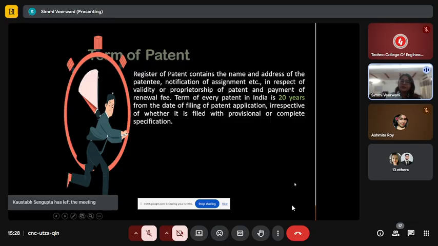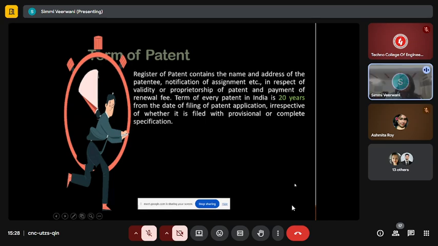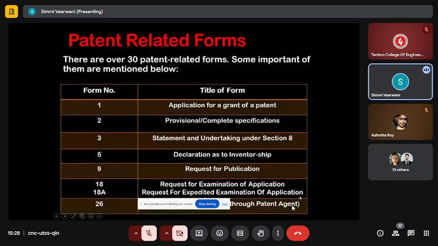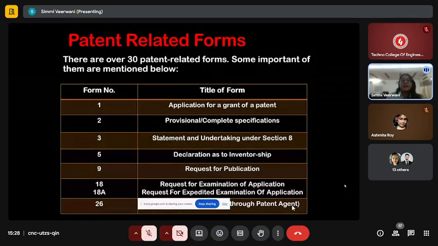Once the patent is granted, you will get protection for 20 years. Some patent-related forms that are necessary: Form 1 is the application for the grant of patent. It specifies the name of all the applicants, inventors, the title of the application, and all the necessary documents that go with the application.